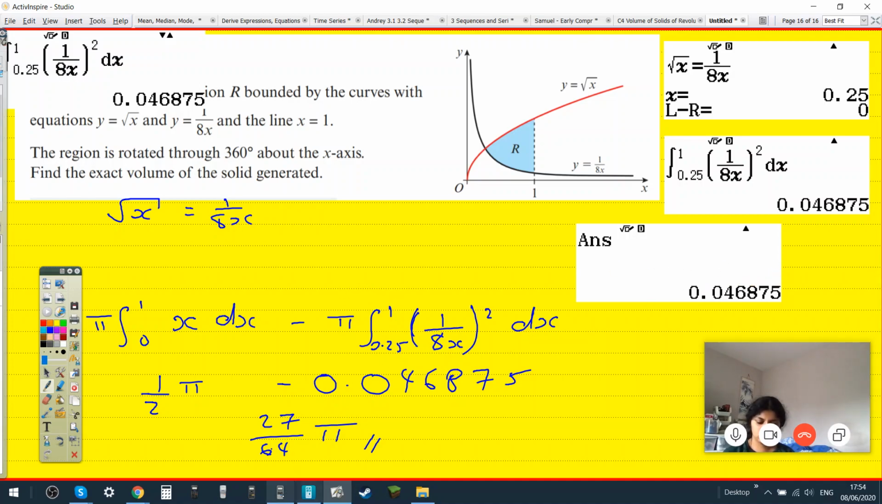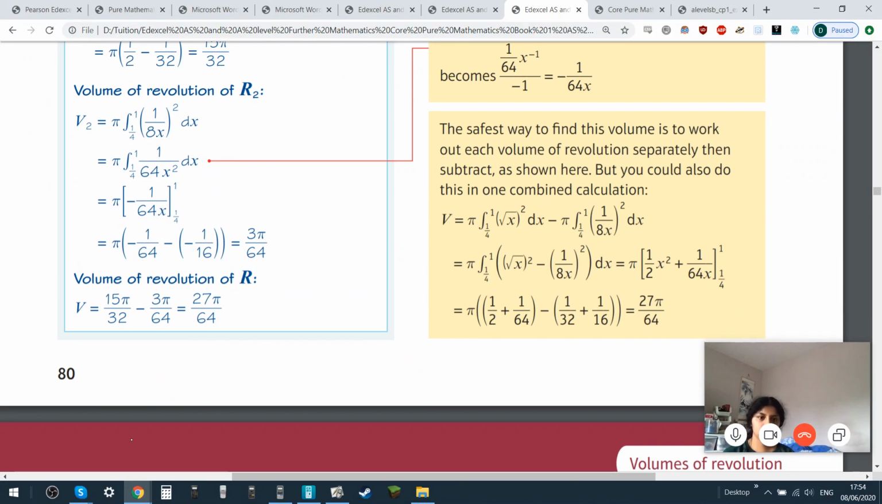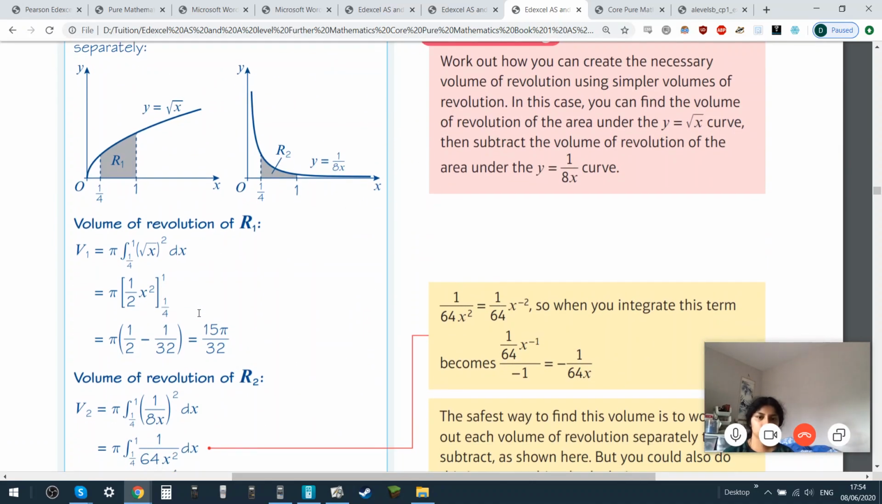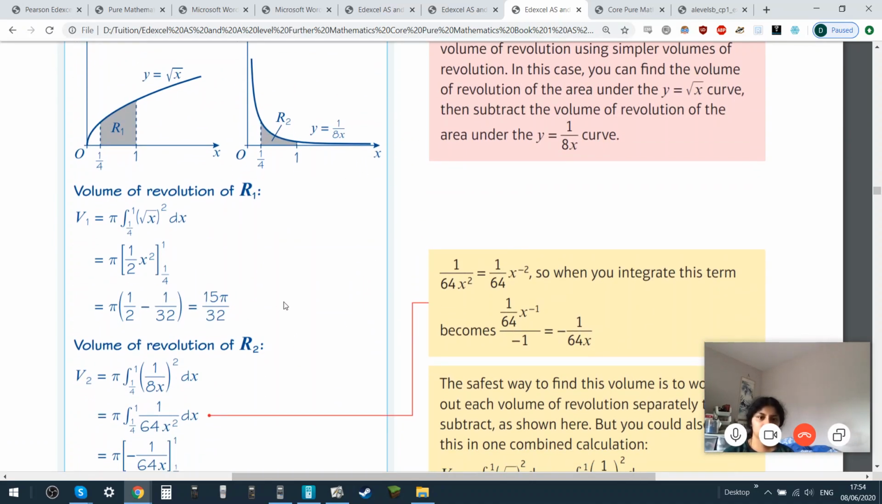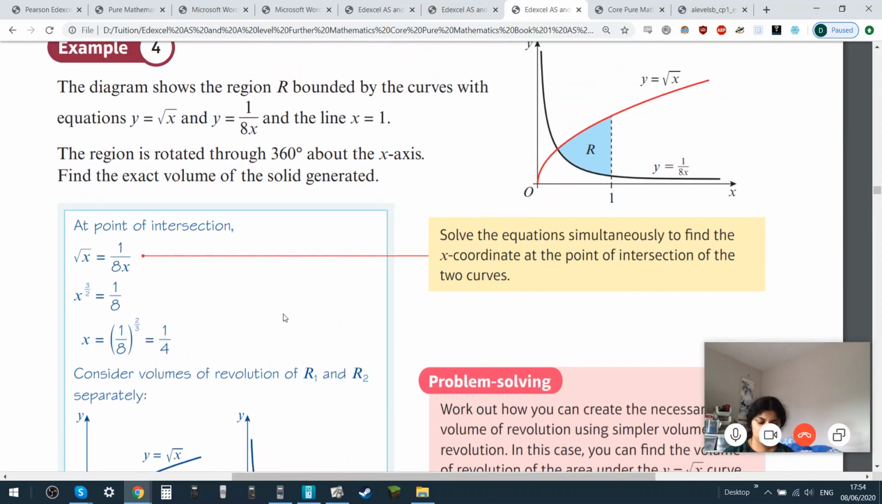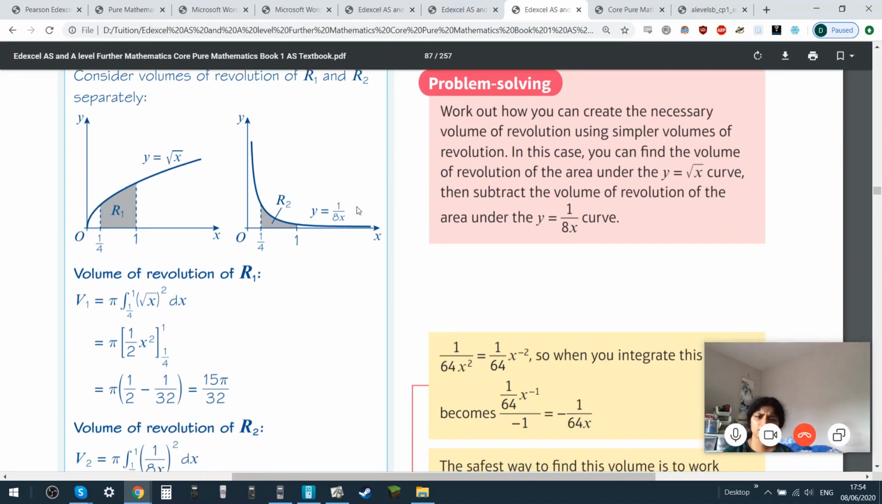0.046875 and 0. Let me just check they're working out. I don't know. 15 pi over 32 is that one. First one, so I got a half. They got less than a half somehow.